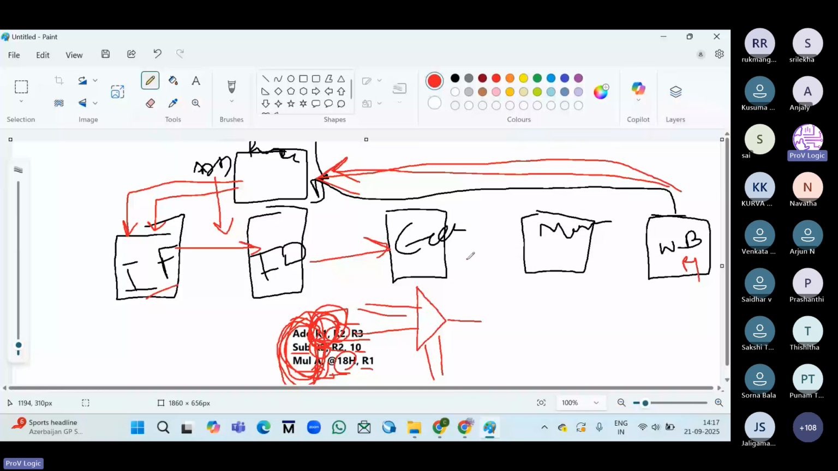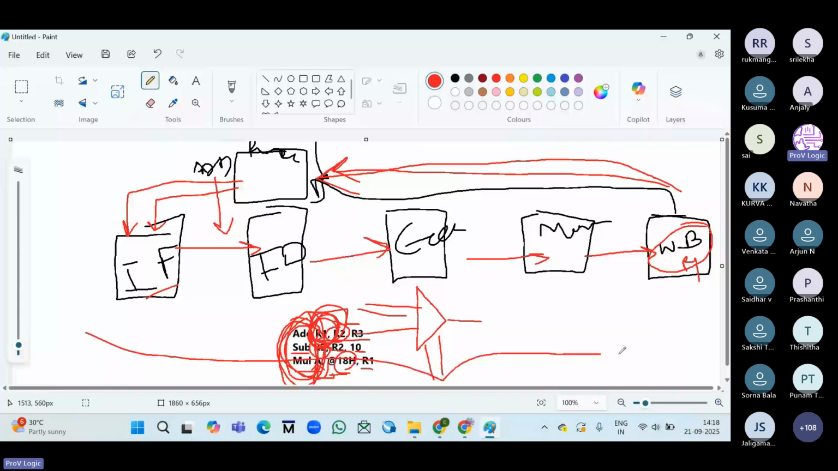After executing, it will be sent to the memory access stage. So what will happen here? If it is a load or store instruction, the data is read from or written to the memory. That's the memory access. And whatever the updated values are, here it will do the write back stage to R1. So this is what exactly happens at the top level of the hardware.